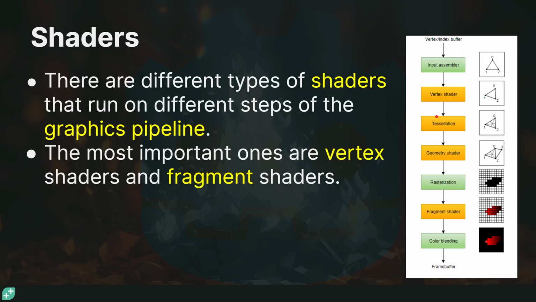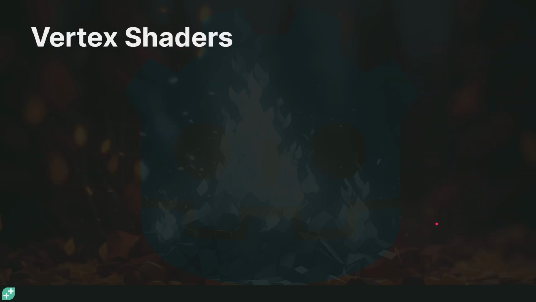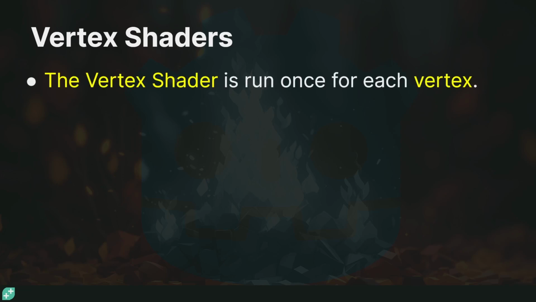Okay, so that's the graphics pipeline. And like I said, the most important part here for us is going to be the vertex shader and the fragment shader. In this course, we're going to learn how to write these types of shaders. Because they're very important, let's talk a little bit more about them. First of all, vertex shaders. The vertex shader is run once for each vertex.